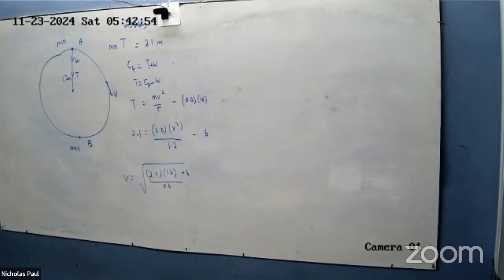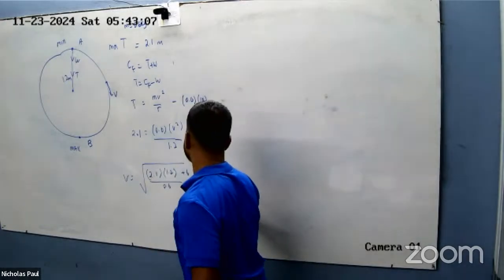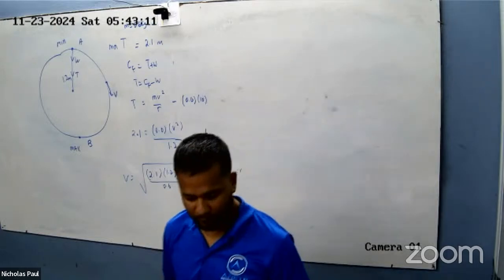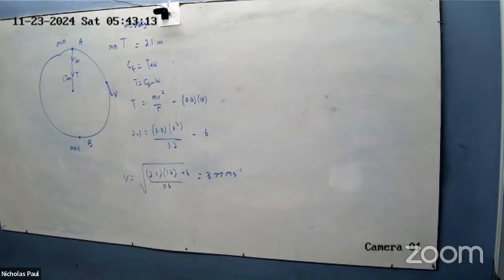Katrina, did you work it out? Yeah. Right, it's not 3.77. Yeah, 3.77. Yeah. Right, checking the group, let's go to the next one.